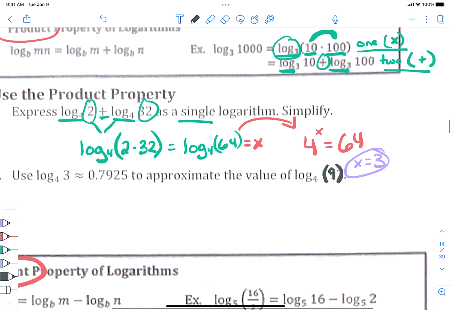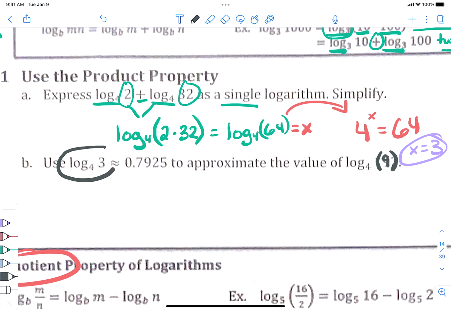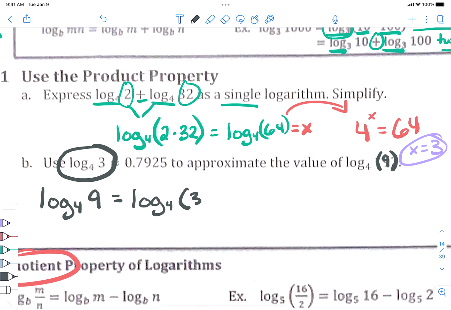All right? Here's what we know. They're going to give us this information. They give to us that log base 4 of 3 is something, right? We know the value of log base 4 of 3. And we're wanting to use that information to find what log base 4 of 9 is. Okay? Well, what is 9 in terms of 3? It's like 3 times 3. I'm going to write it as 3 times 3 rather than 3 squared. We'll get to 3 squared tomorrow.